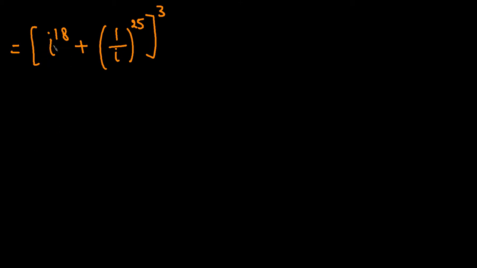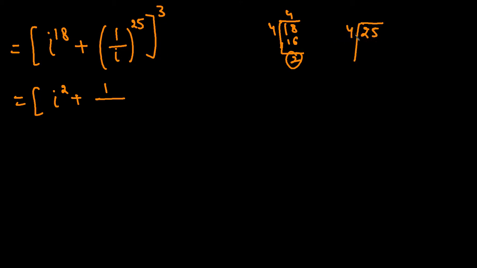Okay, so same thing we can use. Iota raised to power 18. If I divide 18 by 4, 4 times 4 is 16, gives me 2 as a remainder. So this i raised to power 18 can be written as i raised to power 2, plus 1 over i raised to power 25. So 25 divided by 4 gives me 1 as a remainder. So i raised to power 1 over there.